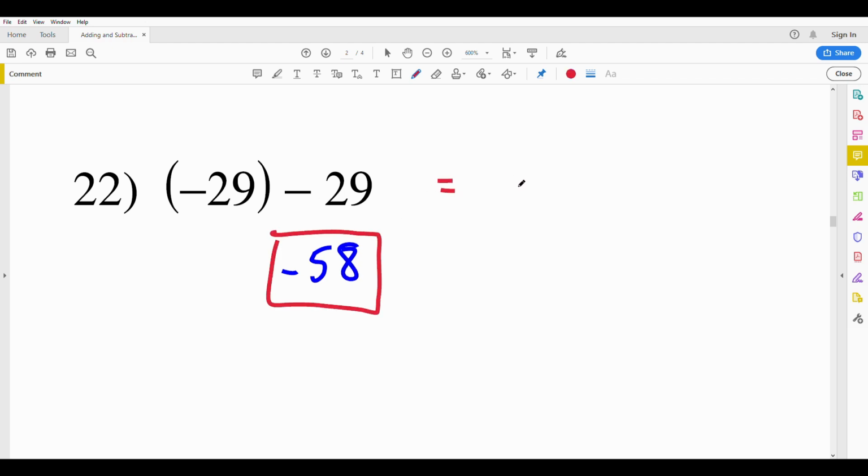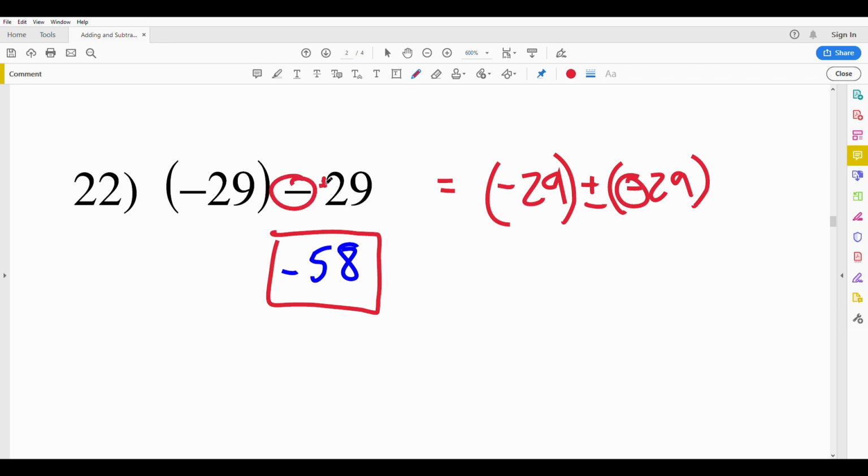And again, you can think of this as negative 29 plus negative 29, because adding a negative is the same as subtracting a positive. Just another way to think about this problem, but you don't necessarily have to think about it this way. Let your brain work the way it wants to work. Don't force yourself to conform to one way of thinking.